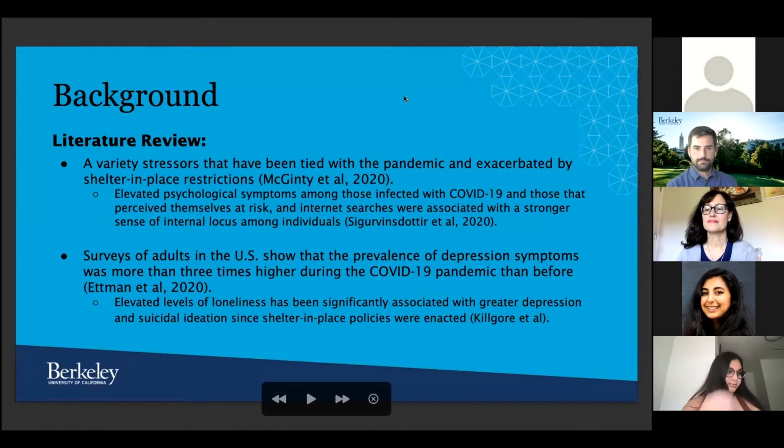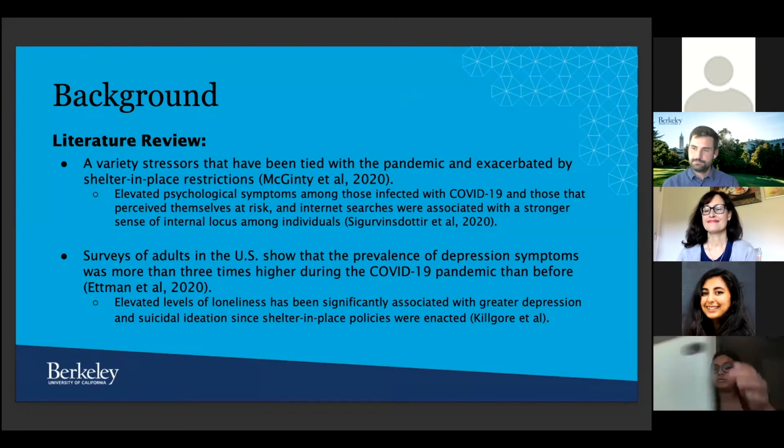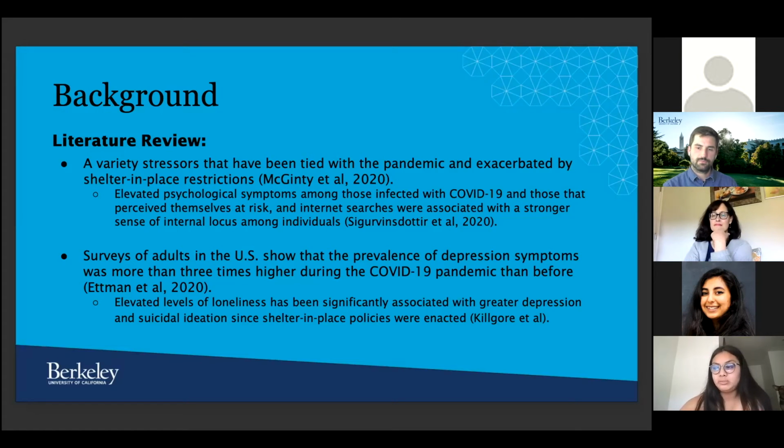So a little background from our project. With shelter-in-place restrictions initiated globally, social and physical isolation, disrupted work and education, and concerns over health are just several stressors that have been tied with the pandemic. Surveys of adults in the US show that prevalence of depression symptoms was more than 3 times higher during the COVID pandemic than before. And additionally, elevated levels of loneliness have been significantly associated with greater depression and suicidal ideation since shelter-in-place policies were enacted.